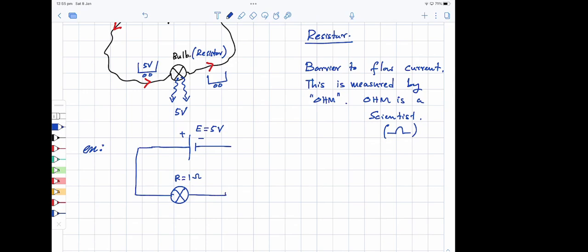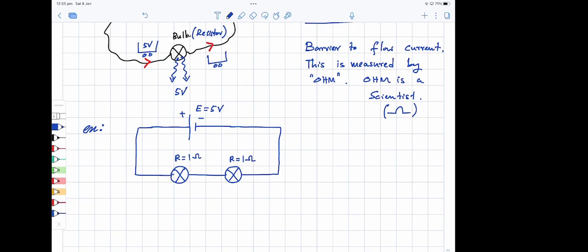There is another resistor, also 1 ohm. Equal resistors means equal bulbs, you can think in that language. Okay? So suppose this is A, this is B, and this is C here. Okay, ABC.